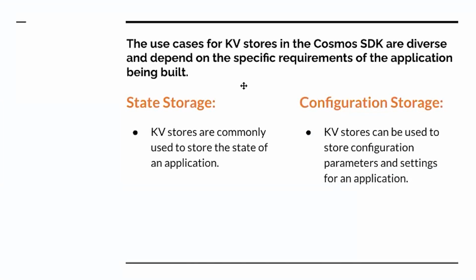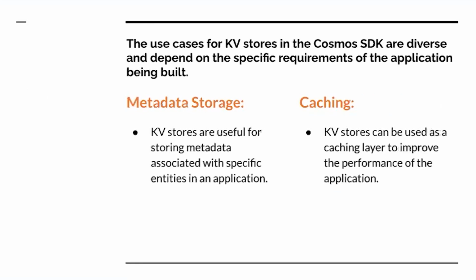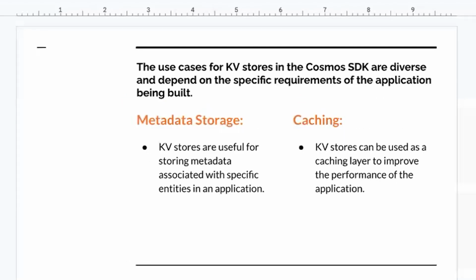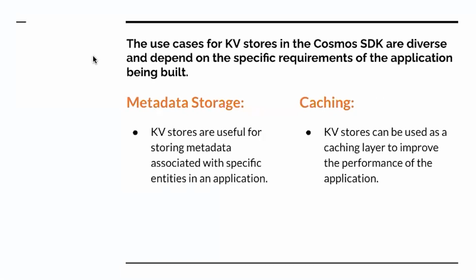Second is configuration storage. KV stores can be used to store configuration parameters and settings for an application. This will include values such as network parameters, contract addresses, fee structure, or any dynamic settings that need to be modified over time. Next is metadata storage. KV stores are also useful for storing metadata associated with specific entities in an application. This includes information about tokens, NFTs, validators, or any other entity that requires additional information beyond what is stored in the blockchain consensus state.